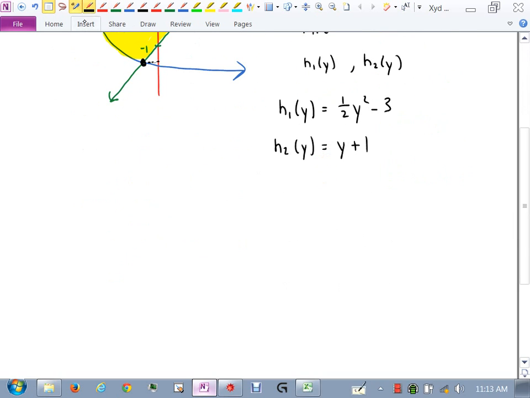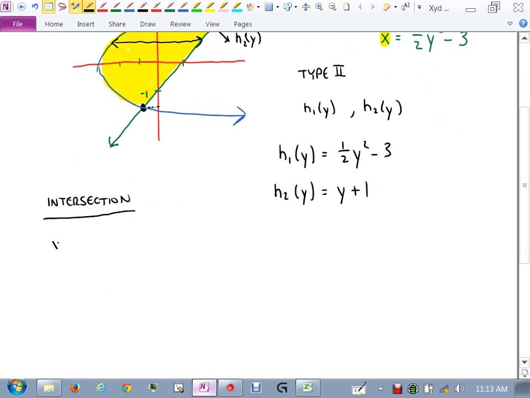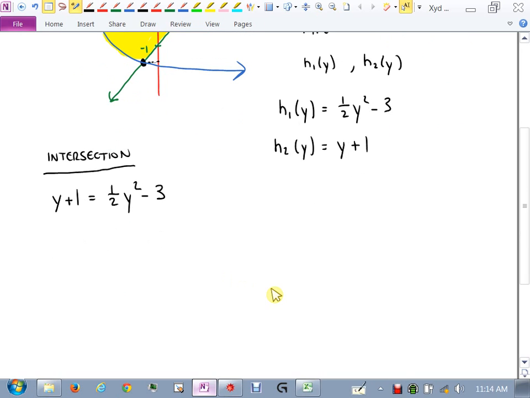So for the intersection, I'm going to get y plus 1, set equal to 1/2 y squared minus 3. We'll move everything to one side. Let me see, minus 4 equals 0. That's a quadratic equation. We could solve that, right?